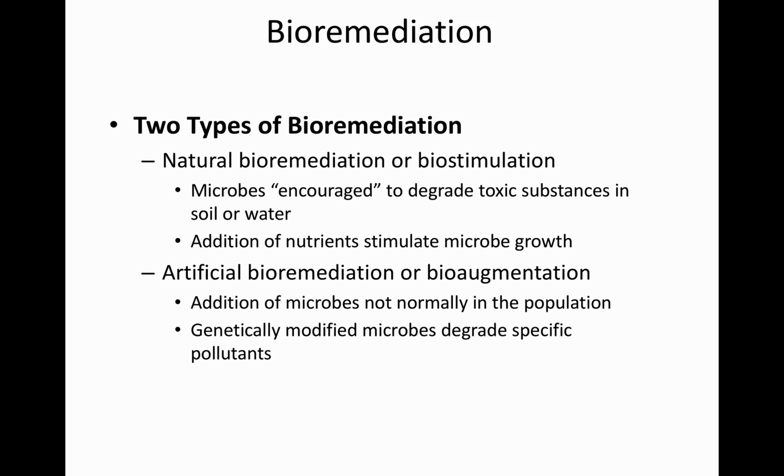So we add the nutrients that are limiting to stimulate microbial growth. So in the case of an oil spill, oil is hydrocarbon, which has lots of carbon and basically no nitrogen. So you add nitrogen, you add phosphorus, you add potassium to that environment, and that's stimulating the microbes in the population to use the oil as a carbon source, and by providing the fertilizer, they have those other elements needed for growth. And then there's bioaugmentation, which you're adding the microbe that's not normally in the population. So sometimes that organism could actually be genetically modified to degrade a specific pollutant.